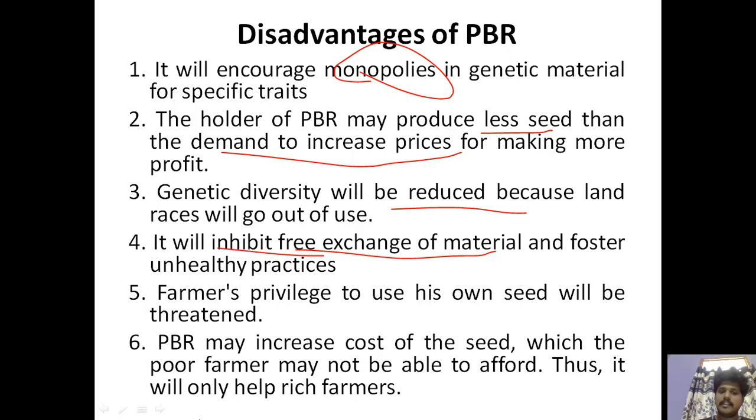and foster unhealthy practices, and the farmer's privilege to use his home seed will also be threatened, and the PBR may increase cost of the seed which the poor farmer may not be able to afford, and thus it will only help the rich farmers, which also happened in case of cotton, where government was forced to intervene in this issue and curb the increase in the prices.